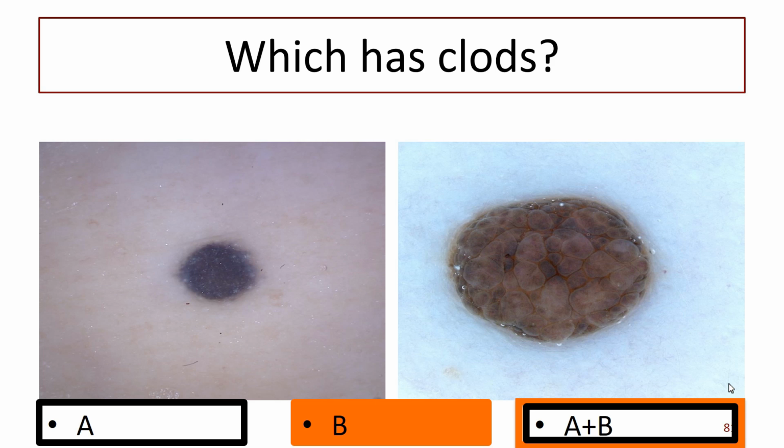What about this one here? Hard to see. Yes. Good. So that means it's skin-coloured, round. I see something not skin colour. Bluish. Does that give you any clue what it might be? Yeah, well done. Blue nevus.